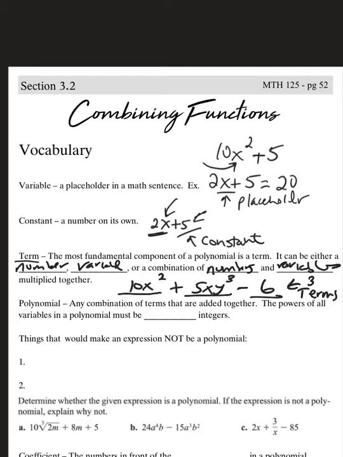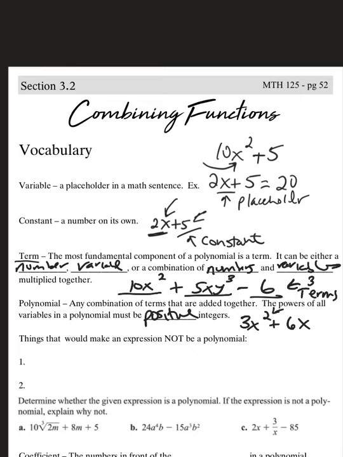A polynomial is any combination of terms that are added together. The powers of all the variables on the polynomial must be positive integers. Okay. So a polynomial, really, it's like a math sentence. For instance, right here, this is a polynomial. Notice that the exponent is a positive number.